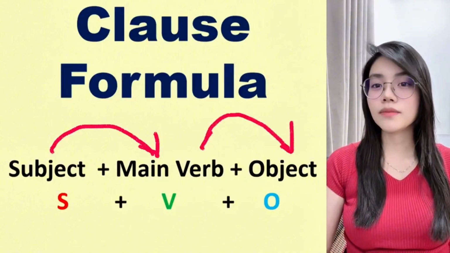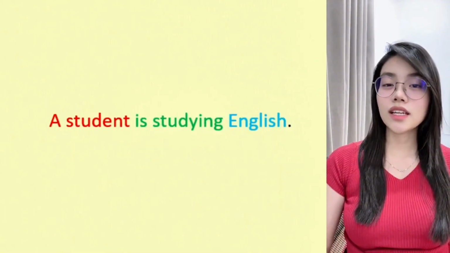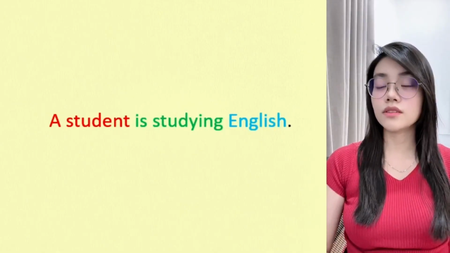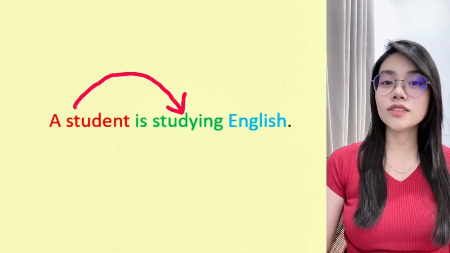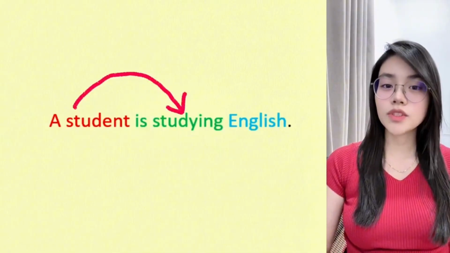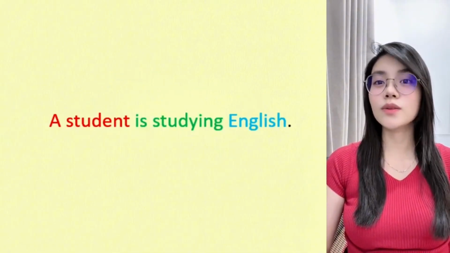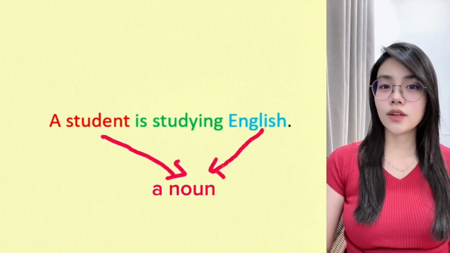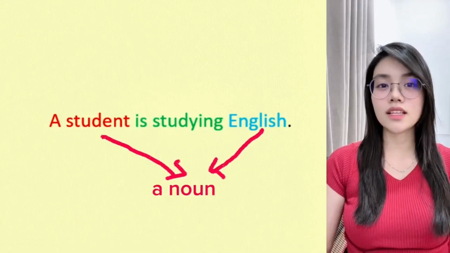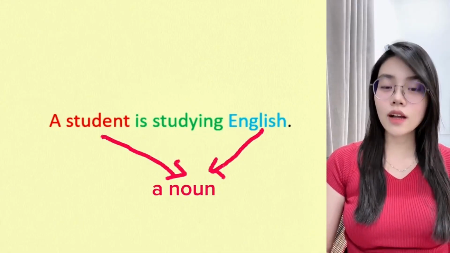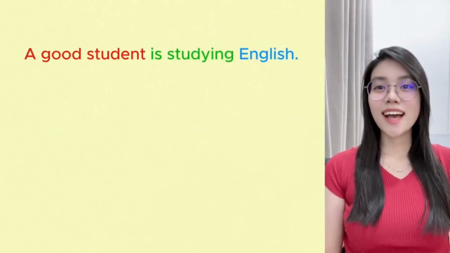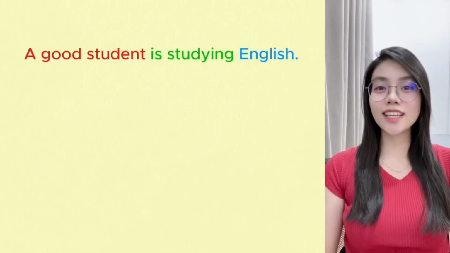For example, a student is studying English. Here, a student performs this action study, and the action study is applied to the object English. Yeah, so student is a noun and English is also a noun. This shows that nouns function as either the subject or the object in a sentence. Alright, now let's take a look at this new sentence. A good student is studying English.